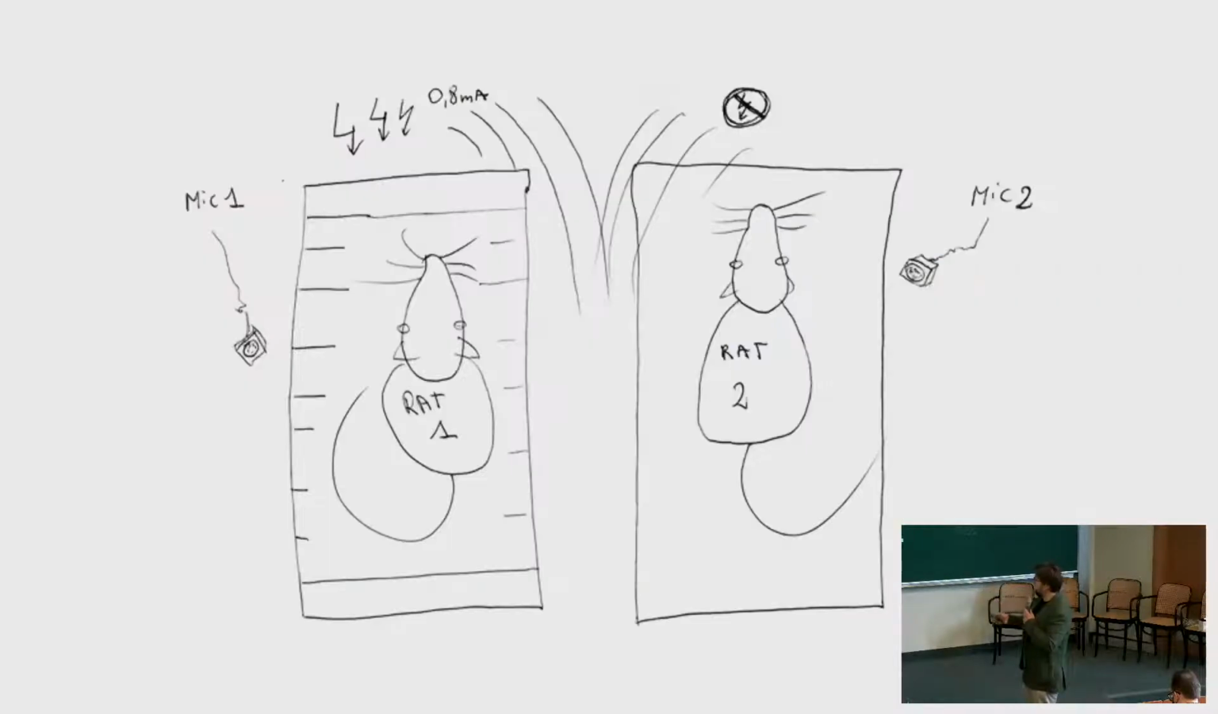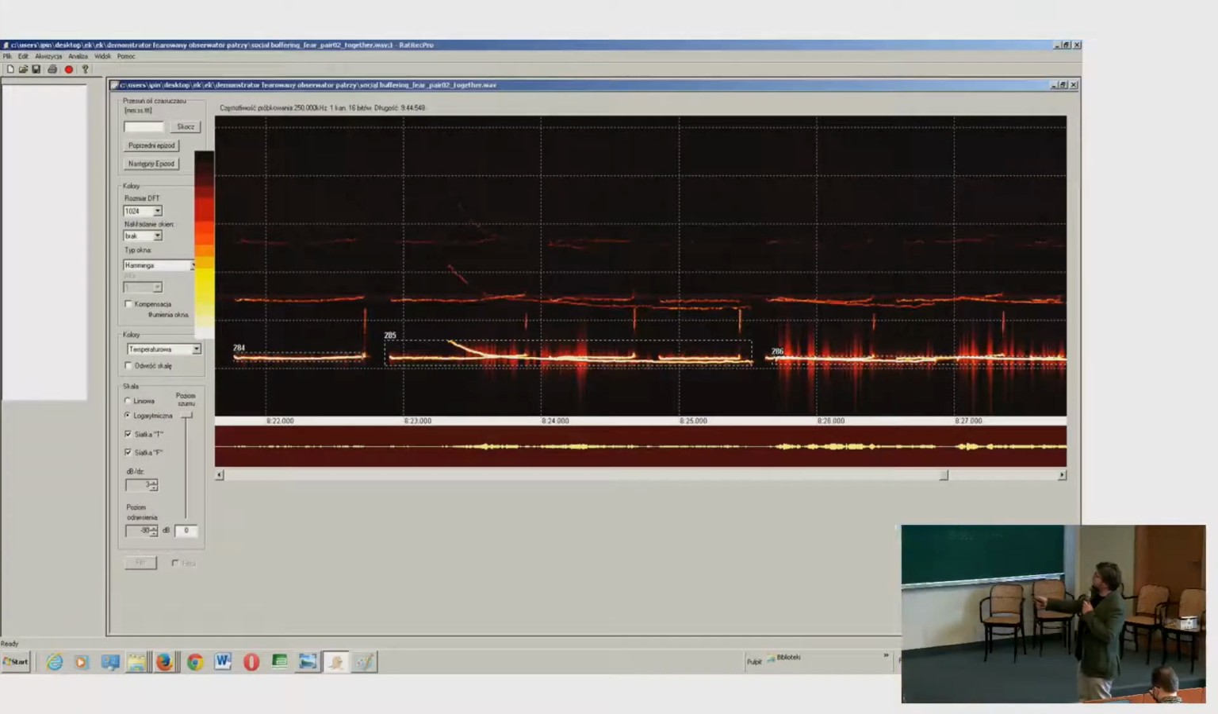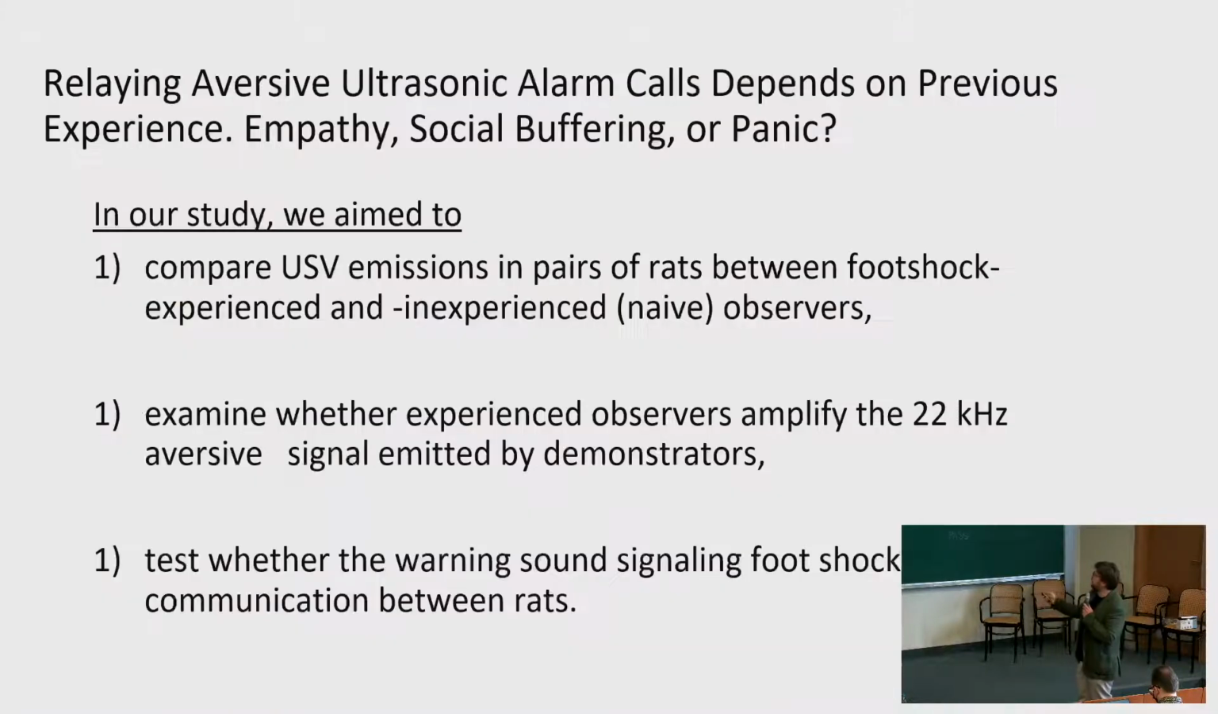the 22 kilohertz. When one rat is receiving electric shocks, the rat emits 22 kilohertz, and another rat can amplify those signals. It looks like this in the spectrogram. This is the first rat. This is another rat. Rats can synchronize those signals like children in kindergarten.